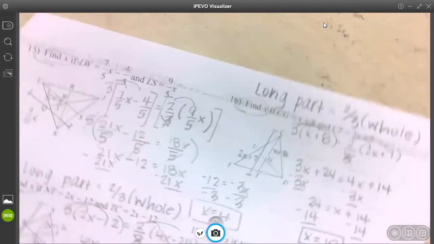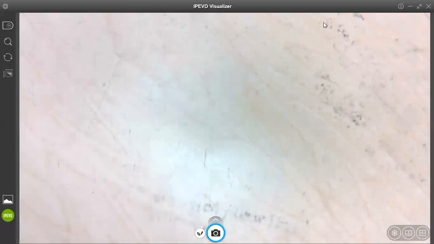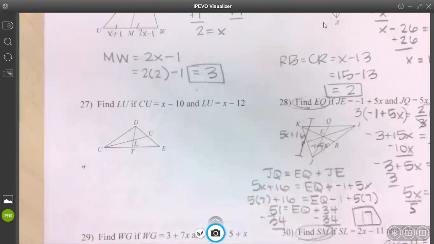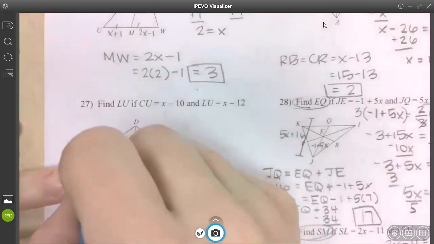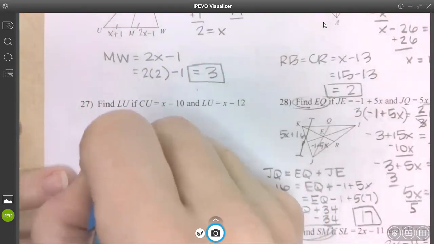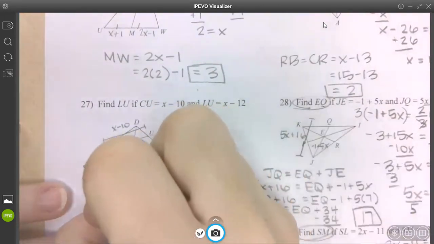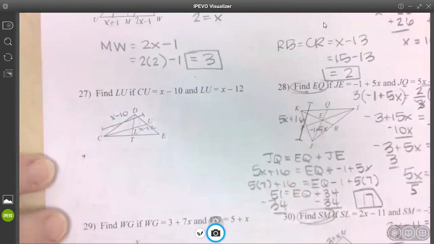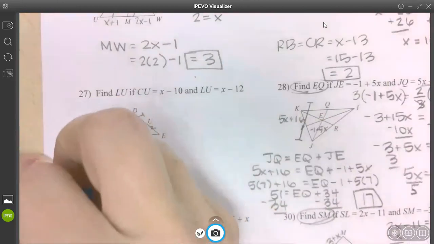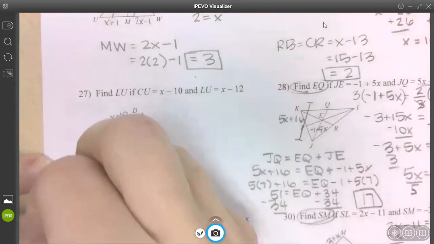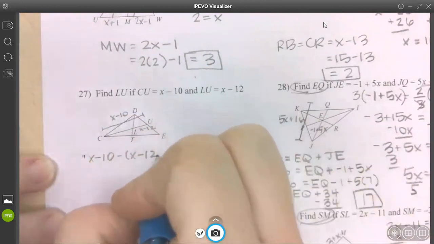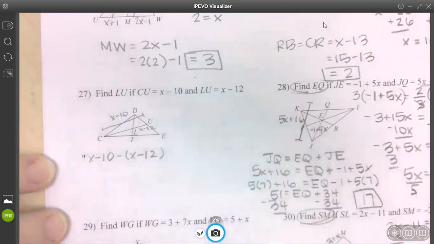All right, flip it to the back. Anything that we haven't done, we're going to finish up. So we have 2 more problems. All right. So the first one says find LU if CU is the full length, but they give you the little side. So this one you got to do some work on. So remember, to find the big side or the long part, you're going to subtract the full minus the small.